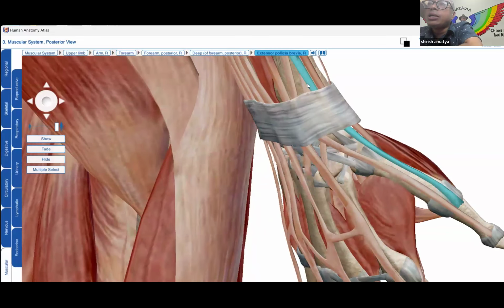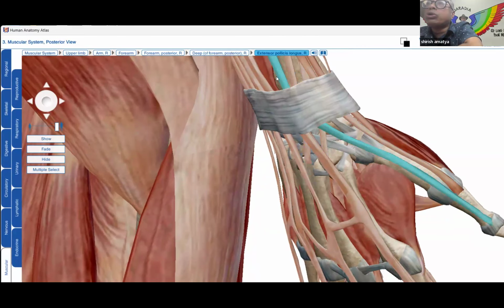The second compartment is formed by the extensor carpi radialis longus. Always first is longus, then comes extensor carpi radialis brevis. These 2 tendons form the second compartment, and the third compartment is formed by this long tendon, extensor pollicis longus. Look, it is coming and crossing over compartment number 2 and going towards the thumb. As the formula is, first is longus, abductor pollicis longus, followed by brevis, extensor pollicis brevis.